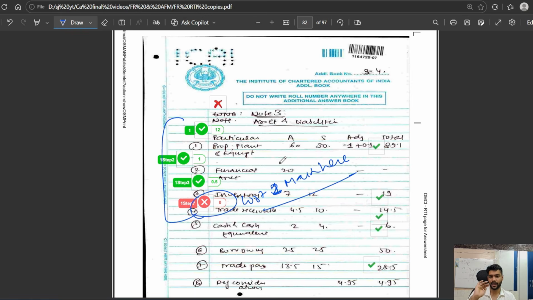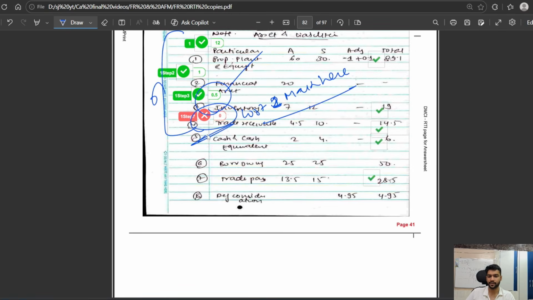So as you can see, I actually skipped 3 pages of that paper, and here I wrote the notes to accounts. I received half marks here, and 1 mark is deducted from here because of that intangible. And above you saw that I received 2.5 marks. So 3 marks I received just by inputting the amounts. That is the way you have to write.